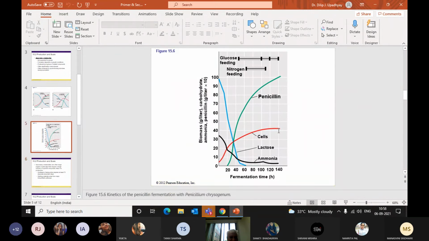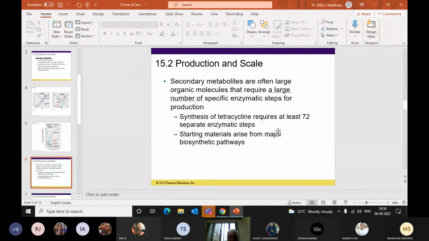Okay, so now you have understood what primary and secondary metabolites are. Now I'll give you more examples because multiple times you'll be asked to give examples, not just an example. Secondary metabolites are often large organic molecules that require a large number of specific enzymatic steps for production. This is another definition for secondary metabolite, and they are like tetracycline, an antibiotic which you all know. That requires at least 72 separate enzymatic steps.